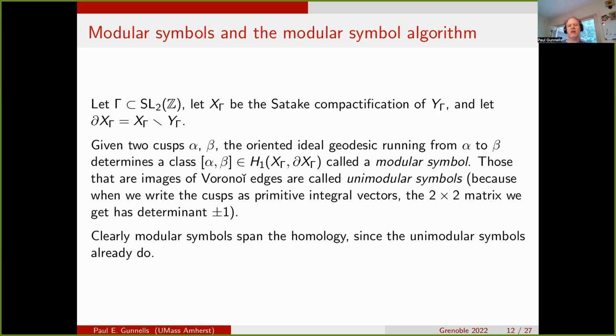Well, because when you write those cusps as primitive integral vectors in the usual way, take a rational number, write it in least terms, you get a 2x2 matrix, and that 2x2 matrix will have determinant plus or minus 1. I mean, it's not really well defined as a determinant because I could replace those columns by their negatives, but at least it's clear what we mean here, that if you take the absolute value, you're always going to get 1. The modular symbols span the homology because already we see that the unimodular ones do, since they give us this tessellation that we can use as a cell complex to compute this homology group, okay?